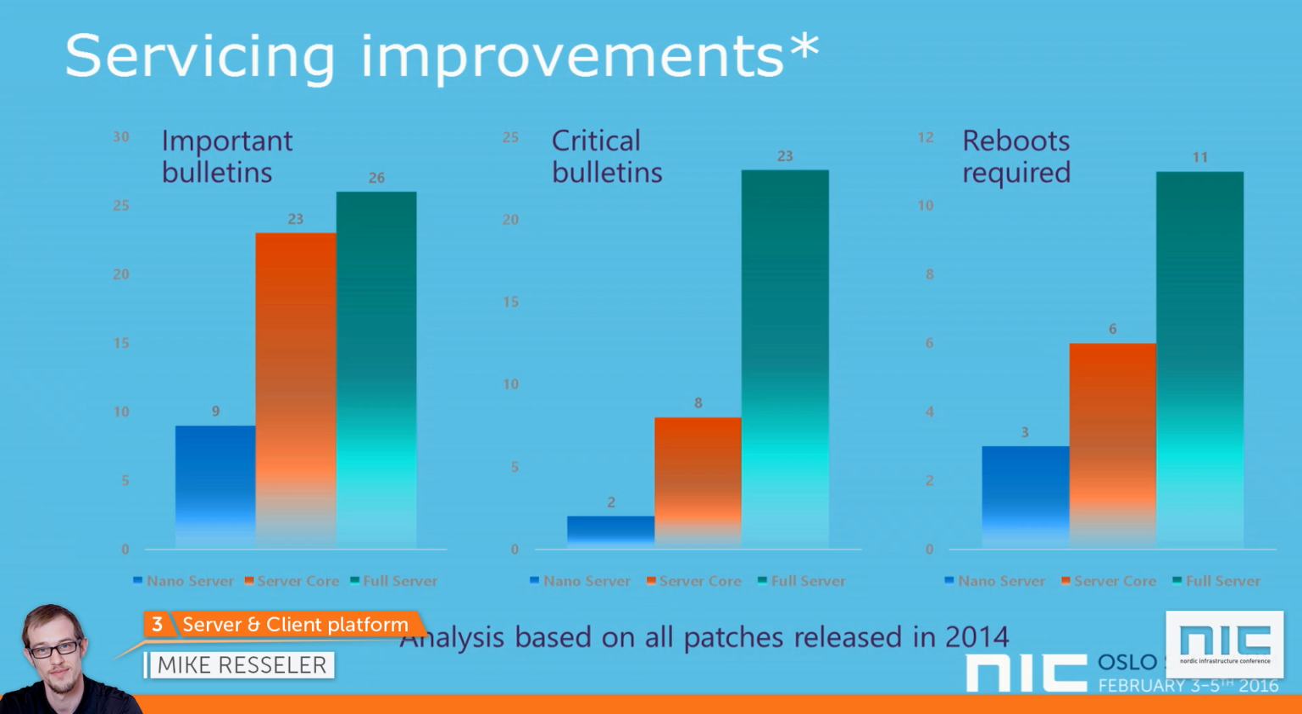These are not my figures, let me get that straight. I don't have the manpower or the time to actually collect these items. These come from Microsoft and they're from 2014. So you can start imagining already how long they're working on this solution. And this is the difference between patches in Nano server, the blue one, server core, the red one, and the full server in green. How many important bulletins, criticals, and how many reboots you need in 1 year. Now, as you can see on the right, 3 reboots for Nano server versus 11 for the full server.